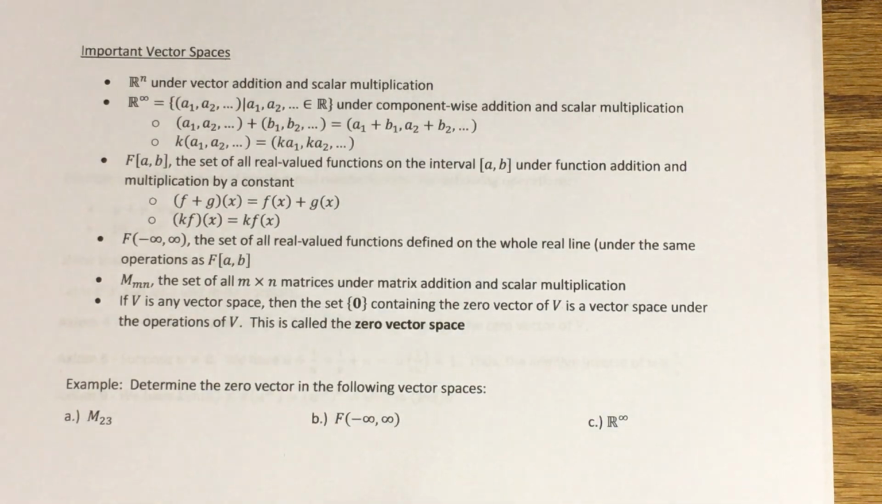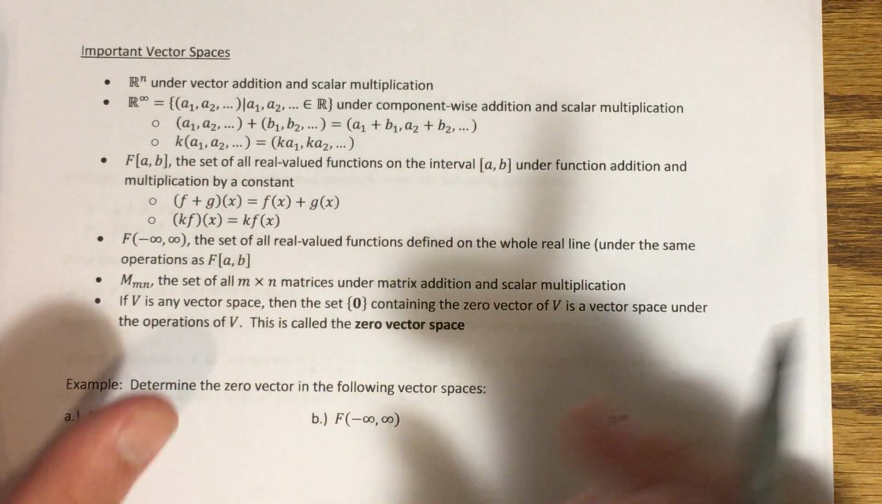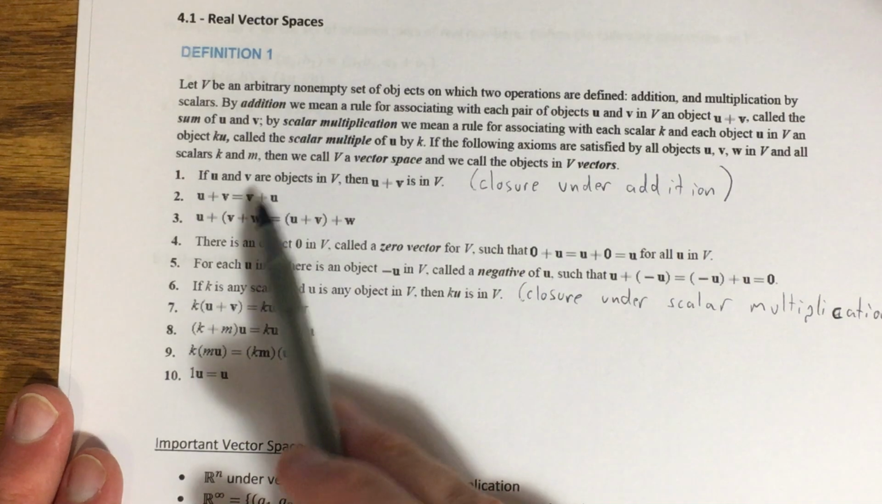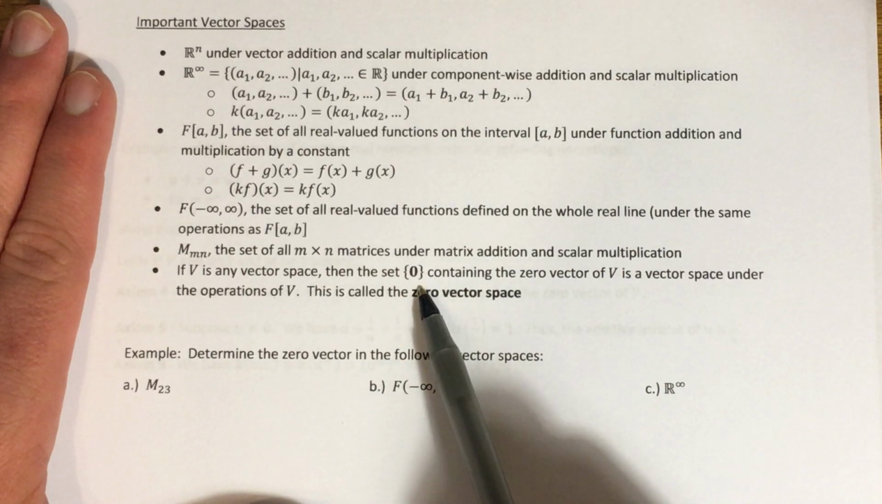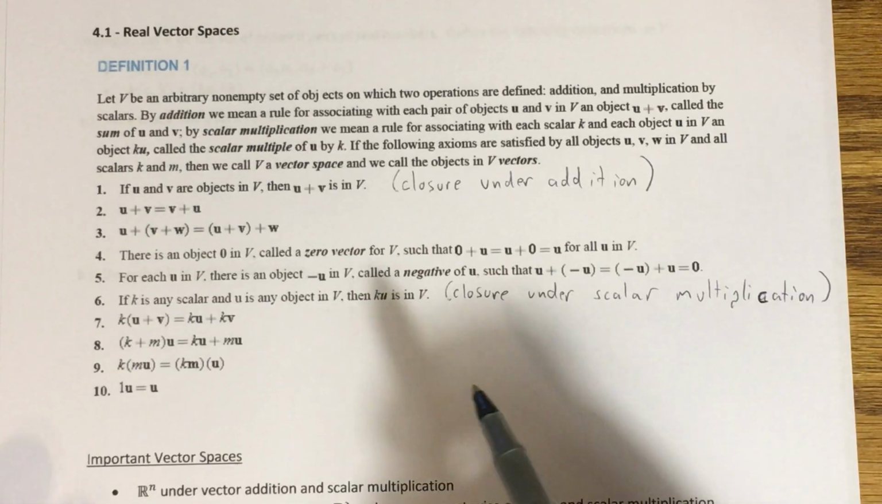In section 4.2, we're going to change the name of that. We'll start calling it the zero subspace. And that's not too hard to see if you look at these properties. Again, this set contains only that one vector 0. So how does that interact with these properties or these axioms up here?